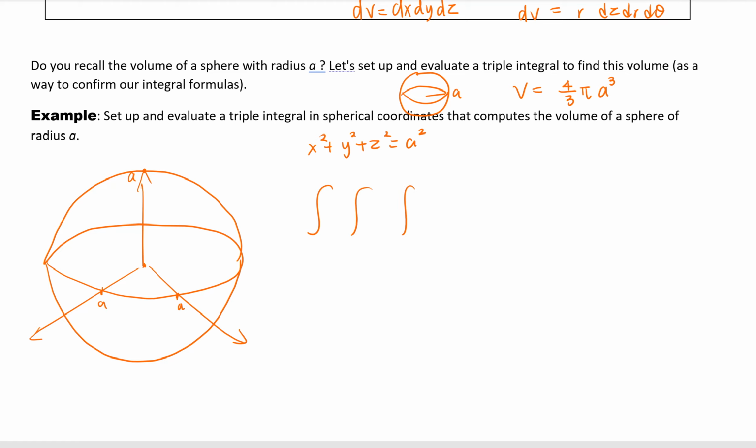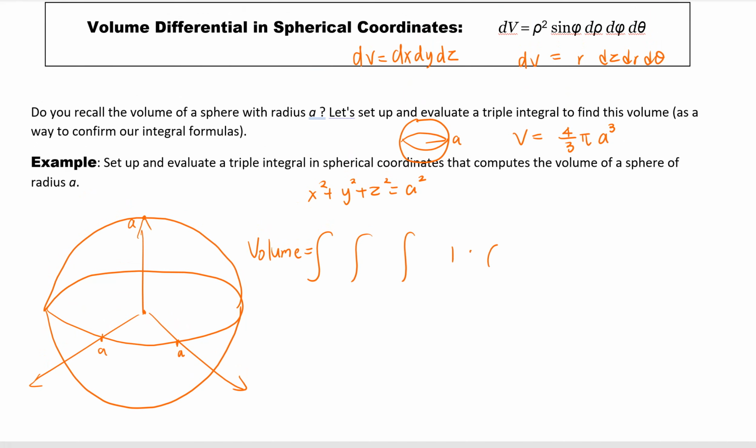Now let's see. We have a triple integral because we want to calculate the volume. Then we have 1 as our function inside. And then what is the volume differential? That's rho squared sine phi d rho d phi d theta. Is that okay, everybody? And we look from the outside to the inside.